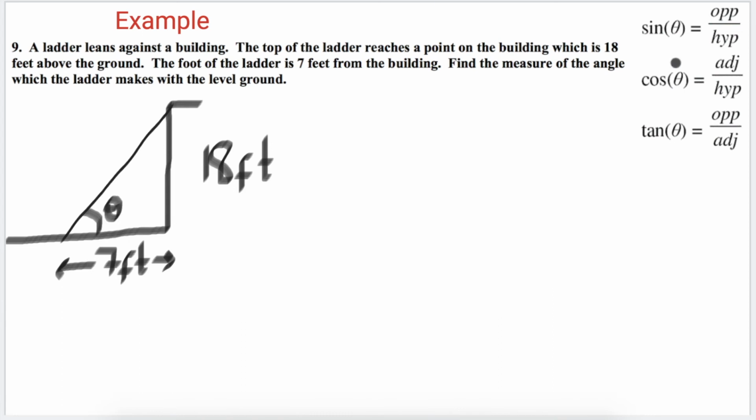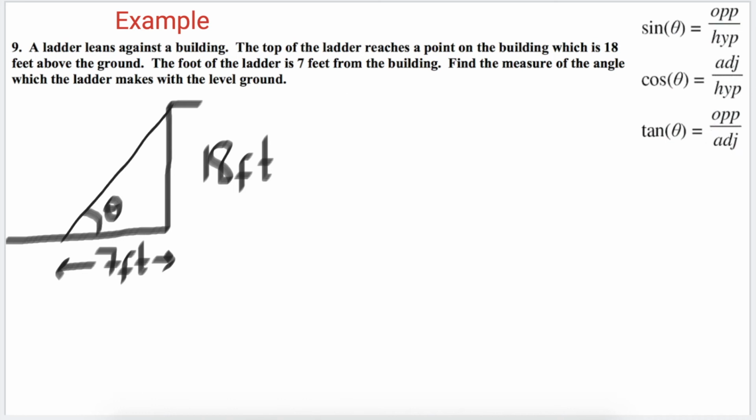So now we need to know which of the three trig functions do we need to use. From this diagram, there's no hypotenuse. We're not looking for the hypotenuse. We're looking for the angle. So that means I'm not going to use sine. I'm not going to use cosine. I'm going to use tangent because I am given an opposite side and an adjacent side.